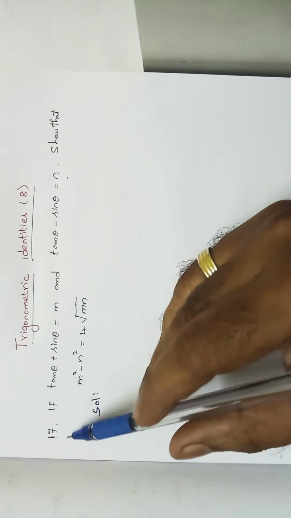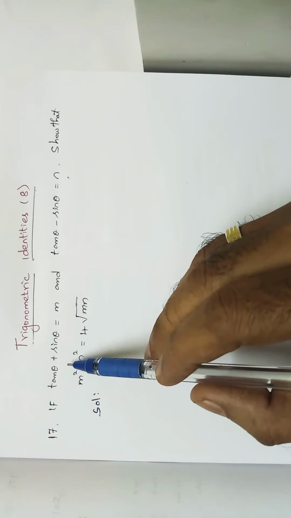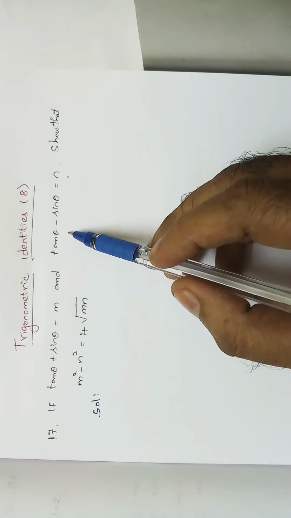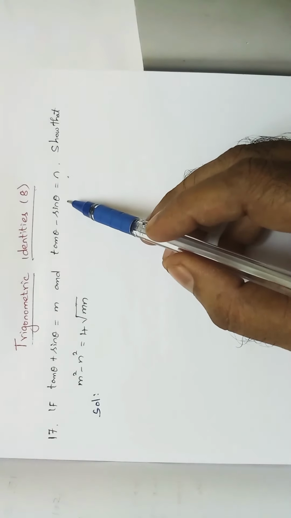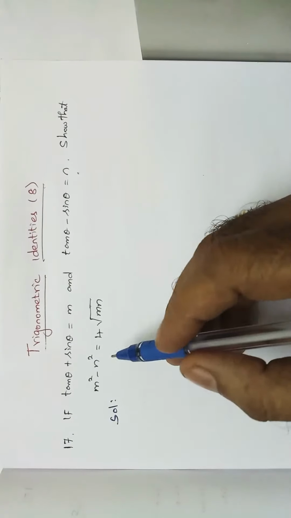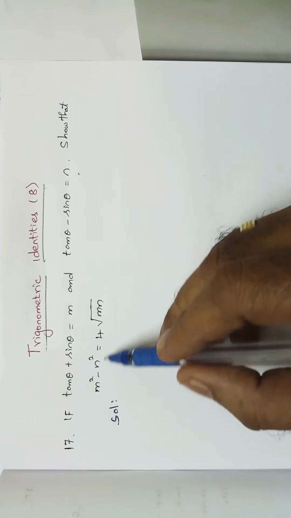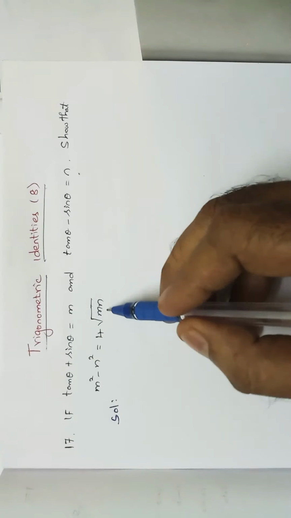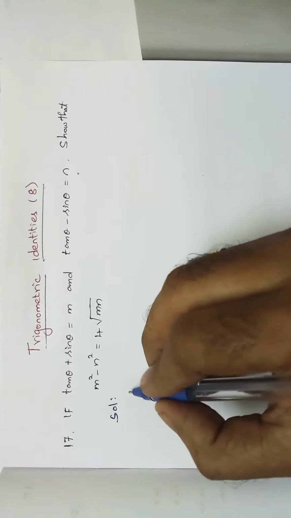See the question number 17. If tan theta plus sin theta is equal to m and tan theta minus sin theta is equal to n, show that m square minus n square is equal to 4 root of m into n. So okay, just write that given.